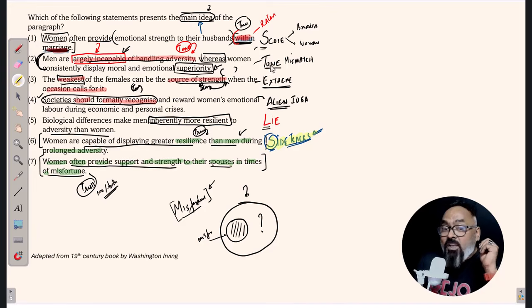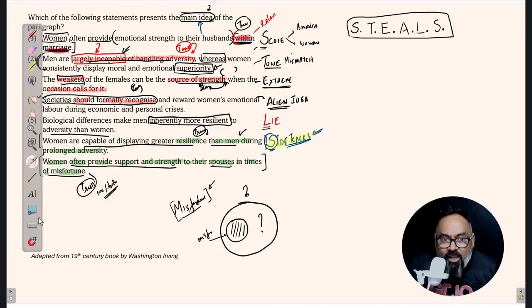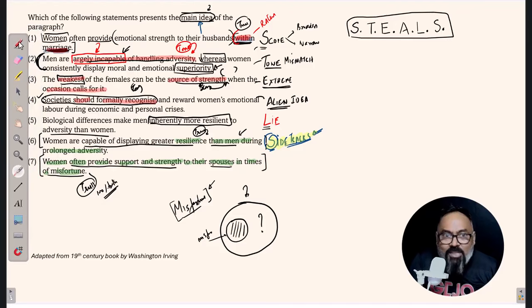But what do you actually see here? It could be a scope issue. It could be a tone issue. It could be something that is extreme. It could be an alien idea, or it could be an outright lie, or it could be a sidetrack. That's our steals. That's it. The answer to the question will be answer choice number 7. Sorry, this one moved. Answer choice number 7 would be the answer to this particular question.